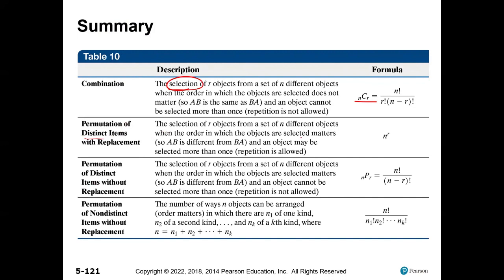I always think of that more as a sequence of choices question, so I don't usually think about that one as much, but our book does. A permutation of distinct items without replacing is nPr. I cannot reuse something once I've used it. If they're non-distinct, we have to divide by how many of each kind there are.